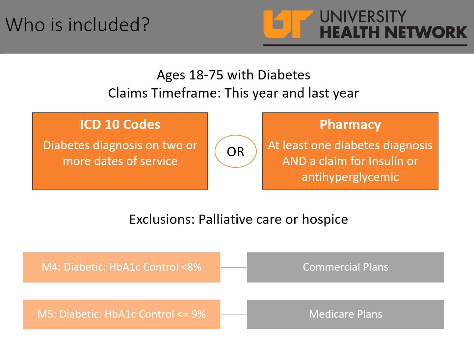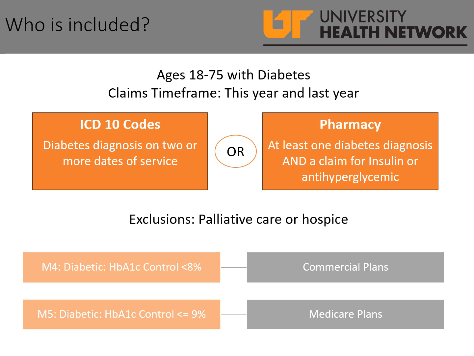You'll note that this is an updated definition for 2024. Previously, 2 pharmacy claims would place the patient in the measure even if they did not carry a diagnosis of diabetes. Patients are excluded when they begin receiving palliative care or hospice.